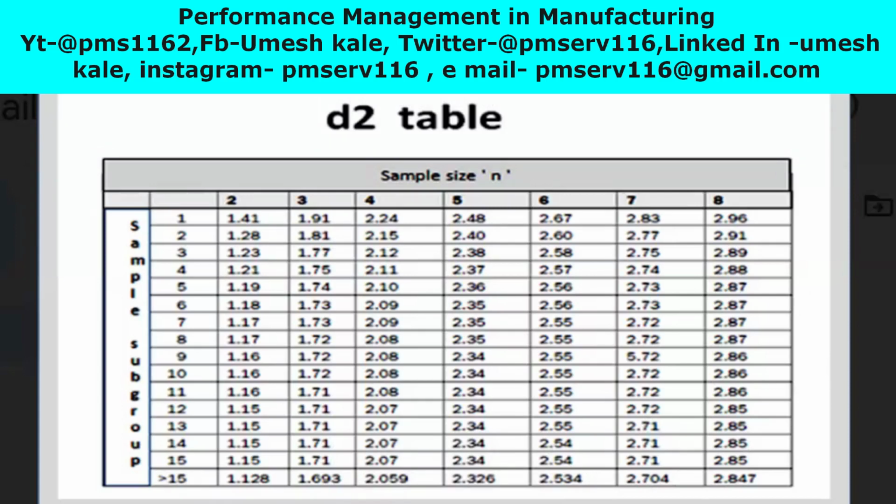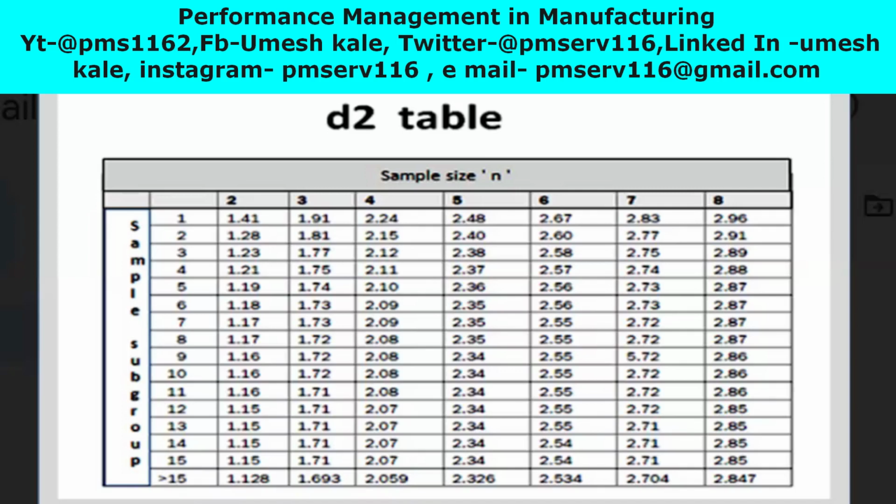And if you are creating subgroups of each sample, so one subgroup, 2 subgroups, 3 subgroups, for our study we are considering 3 subgroups. For our calculation we will take 5 samples. You have to select the column showing 5 samples, that is n equal to 5, and subgroup number 3. Then at the intersection of subgroup 3 and sample 5, the value comes around 2.38. So this value 2.38 we should consider for our further calculation.